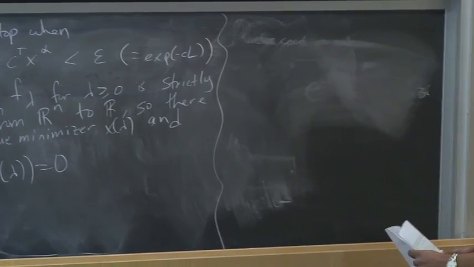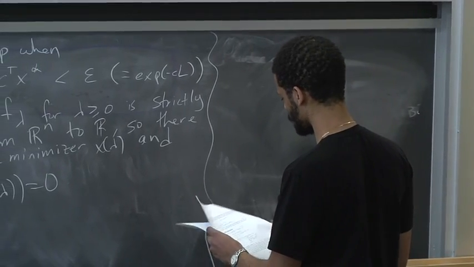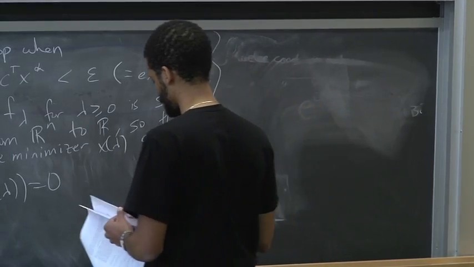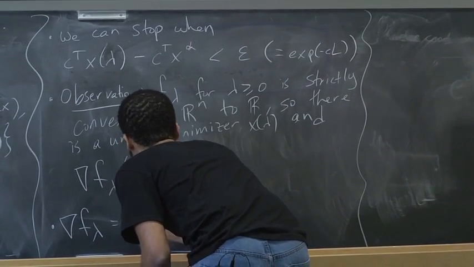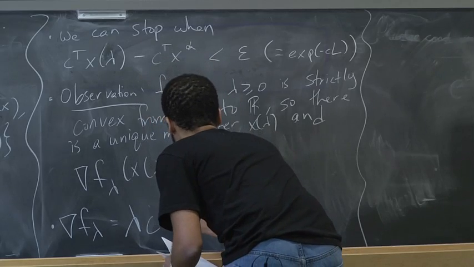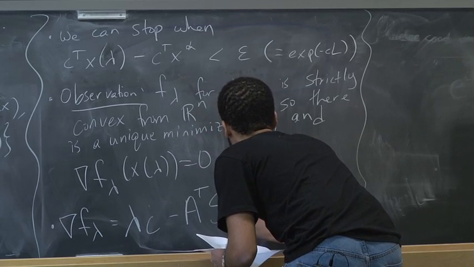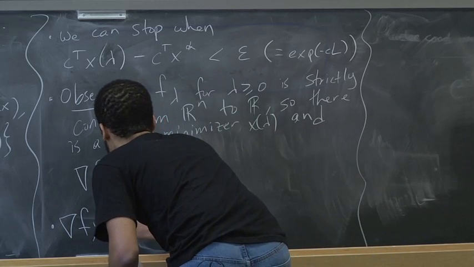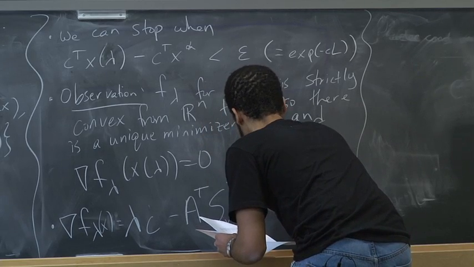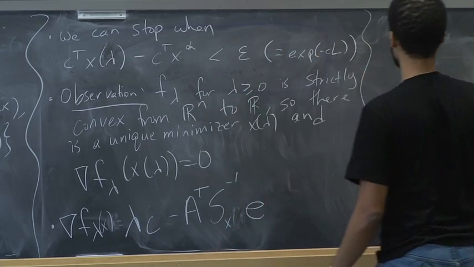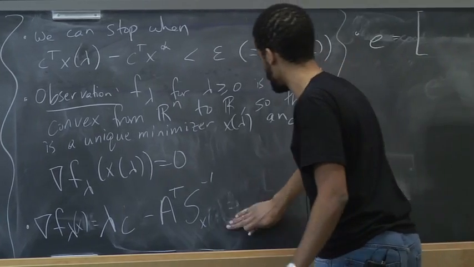Okay, good. Now that we have an explicit function written there, we can compute the gradient explicitly. And the gradient is equal to lambda c minus A transpose S of x lambda inverse, where S is the slack at the point x, times E, where E is just the all-ones vector. Actually, let me just use all ones.